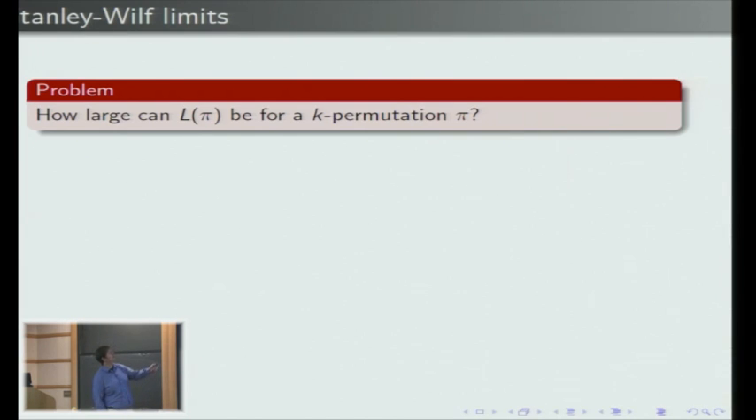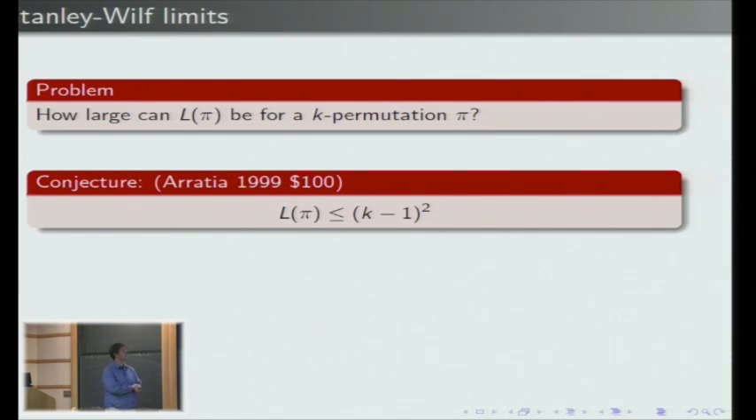We discussed this. So how large can L of π be for a k-permutation π? So we know it's not hard to show that L of π is at least quadratic in k, and we have this upper bound, which is this double exponential function. There was a conjecture of Arratia from 1999, and he put a bounty of $100 on this, that L of π is always at most (k minus 1) squared. This was open for a while.